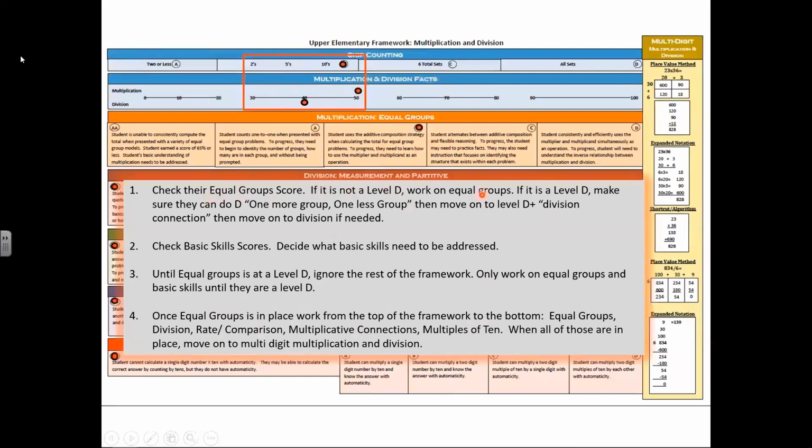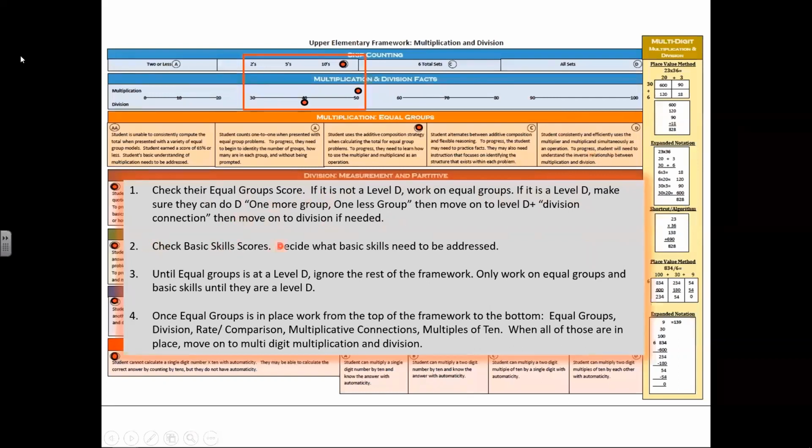If it's not a level D, work on equal groups. If it is a level D, just make sure they can do the one more group or one less group. That might be a week of instruction for some kids, but most kids have no problems with that at level D. And then move on to level D plus, which means the division connection through multiplication of missing factors. Then you move on to division. And remember, if you put the time in at level D and you do the division connection, when you get to division, it'll be much easier.